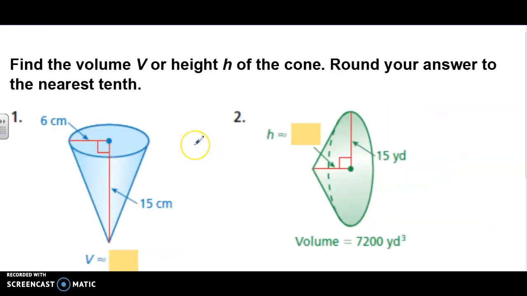Alright, so why don't you guys pause the screen, try these two out. When you're ready, press play and we will see the answers.